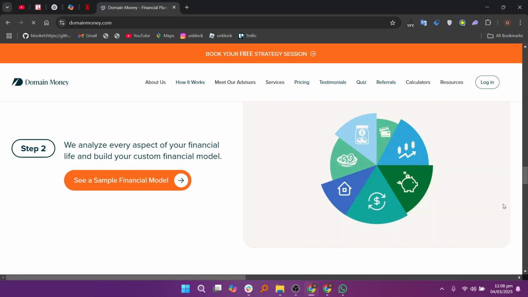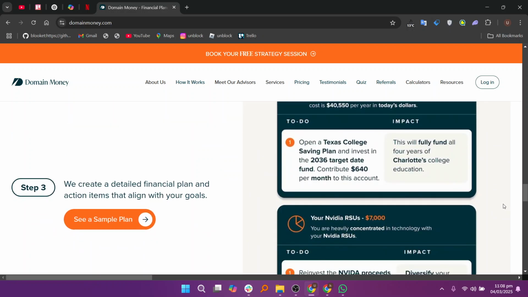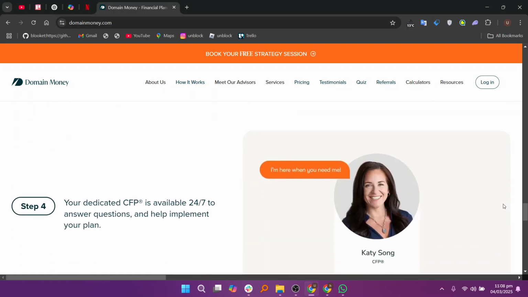While Domain Money offers a user-friendly platform with managed portfolios and real-time insights, it has some drawbacks. The platform is limited to US users, restricting international access. Managed portfolios come with fees which may not be ideal for cost-conscious investors.